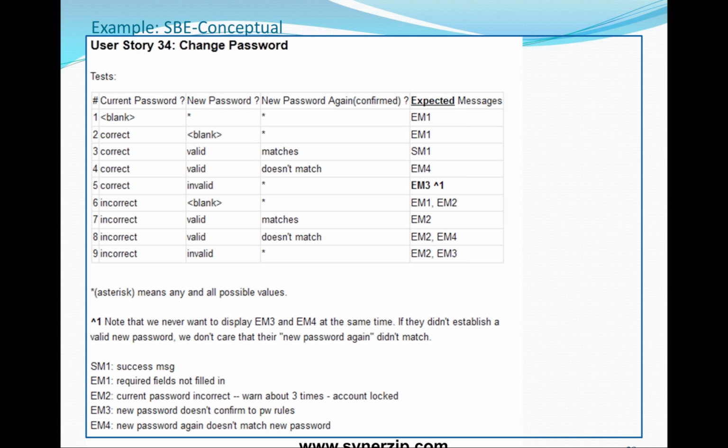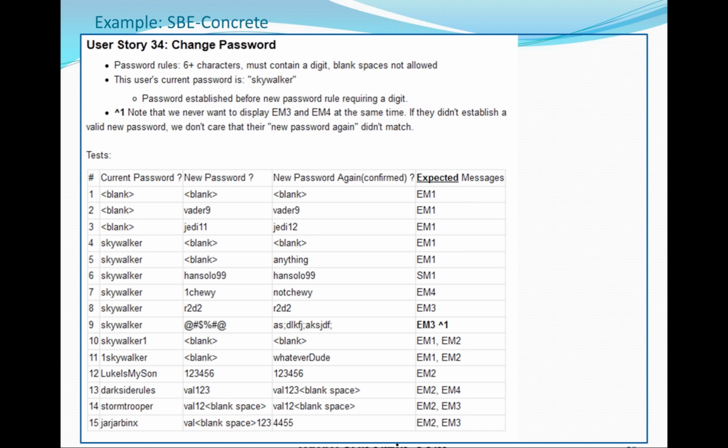So the next slide, I kind of indicate some stuff up in the wiki page about what the password rules are and stuff. And then in the actual table itself, I use actual test data. I'm either going to put blank in, or in this case, the current password is Skywalker. And so if you notice up in the text at the top, I said this user's current password is Skywalker.